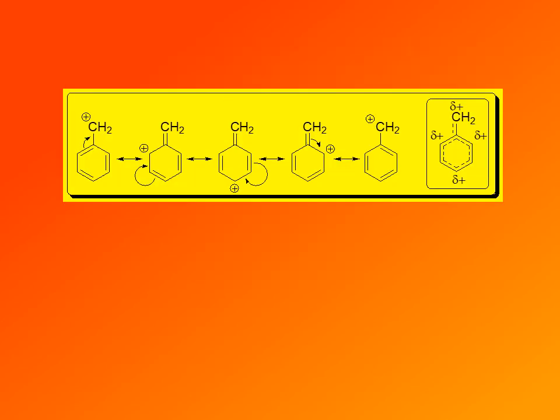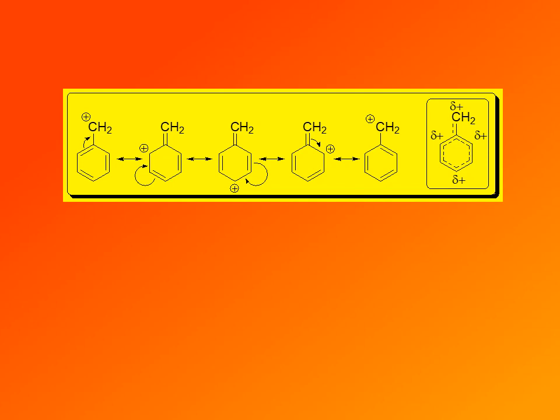This next example is a representation of resonance in benzyl cation. So positive charge is delocalized over carbon atom that is outside the ring, methylene carbon, and carbons of the ring that are in position 2, 4, and 6 relative to methylene carbon. There are 5 resonance structures, and they are of about the same energy. So each of those 5 structures has approximately equal contribution to the overall resonance hybrid.